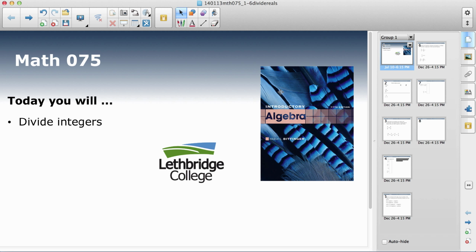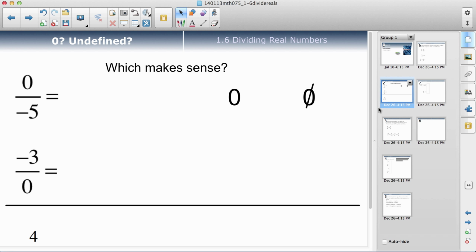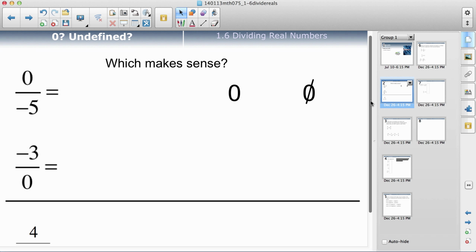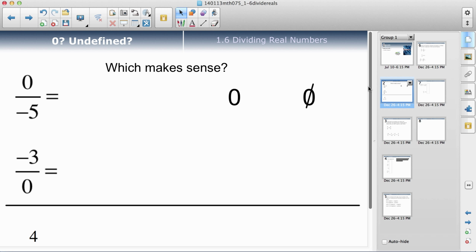All right, in this video we're going to look at dividing integers or dividing real numbers. The first thing to get out of the way, just like we did in the last video, is to look at zeros. With zeros and integers or dividing, it causes just a little bit of grief because, when you take a look at these, one of these answers makes sense and the other one doesn't.